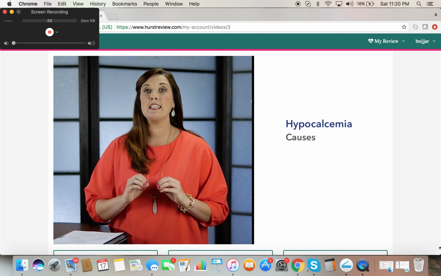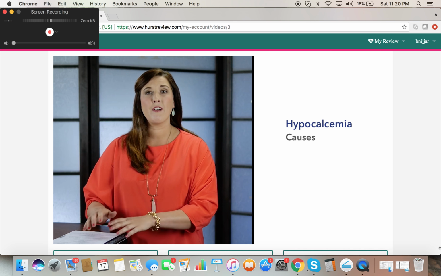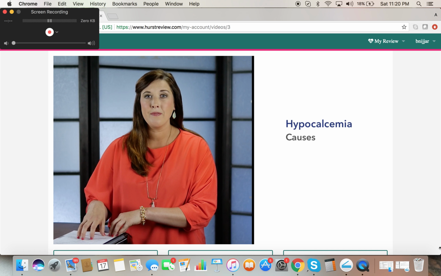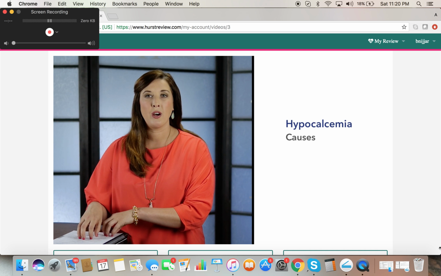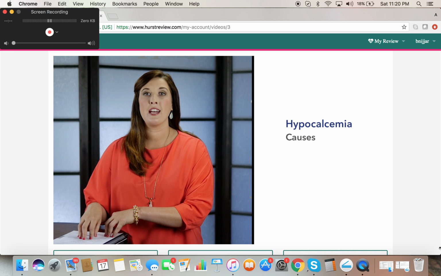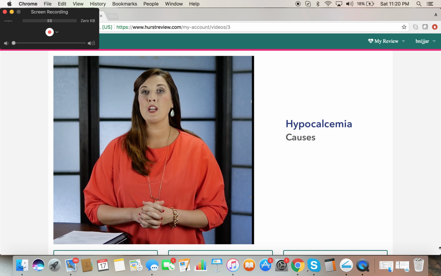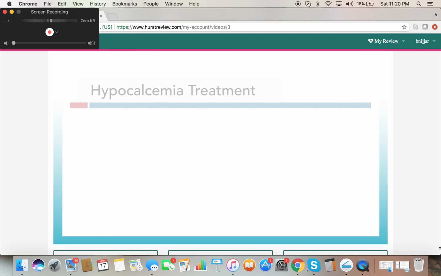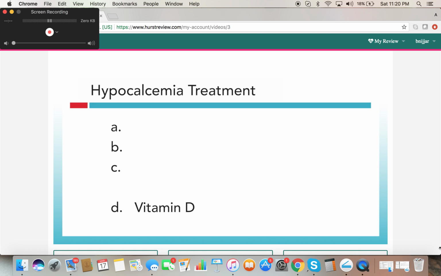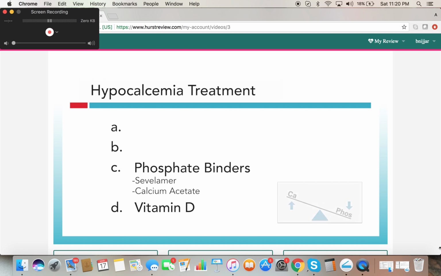Now, all those signs and symptoms in the middle of the page that we've already gone over with hypomagnesemia apply here as well. You can look at them for hypocalcemia as well. So let's look at our treatment for hypocalcemia. We have vitamin D to help utilize the calcium. Then we have sevelamer and calcium acetate. When you bind the phosphorus, the serum phosphorus will go down, which makes the serum calcium levels go up. Now, the next is calcium.